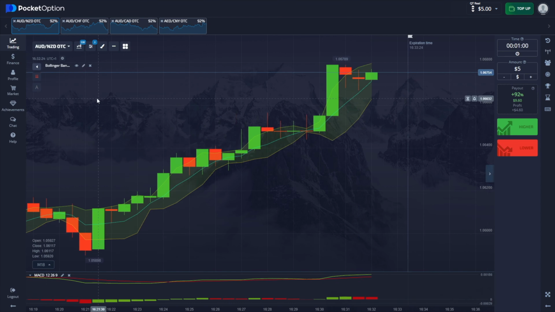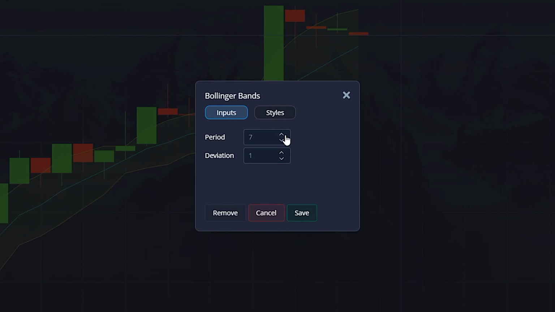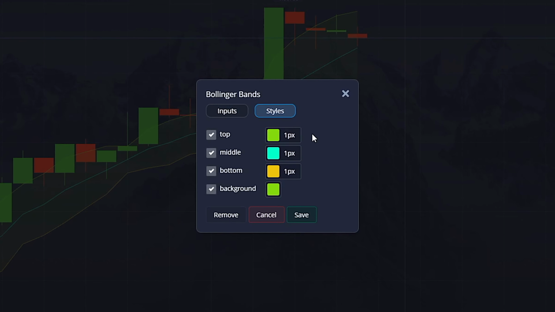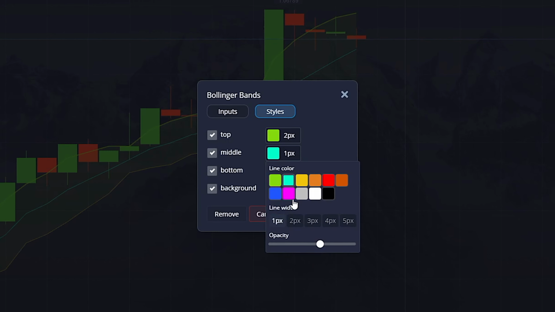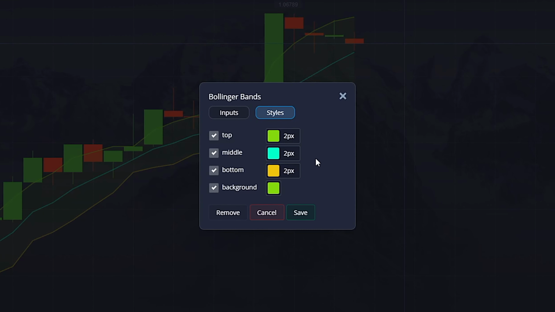Now, first things first. Let's get our indicator set up. For Bollinger Bands, set the period to 7 and the deviation to 1.01. Now, adjust all the line styles to 2 pixels and make the top line white. Keep the middle line green and set the bottom one to red.